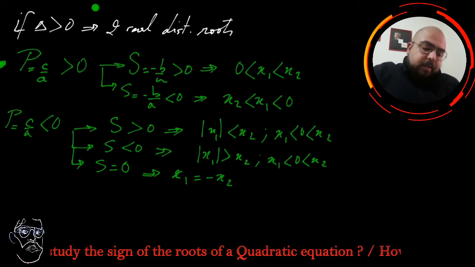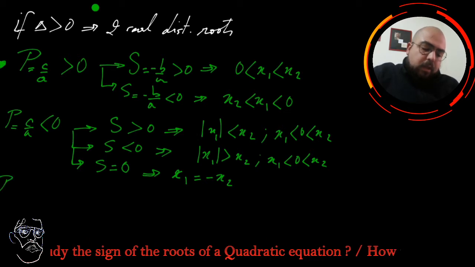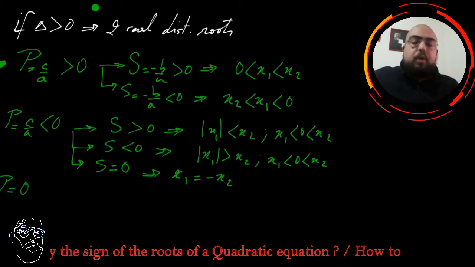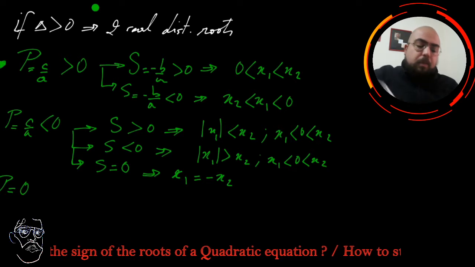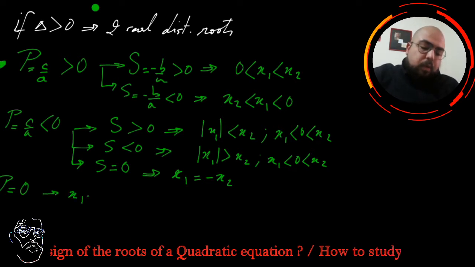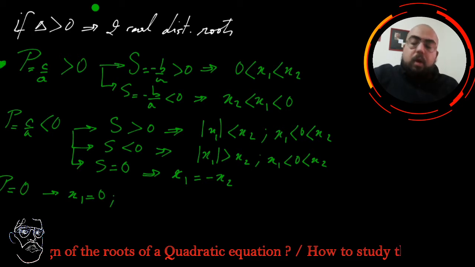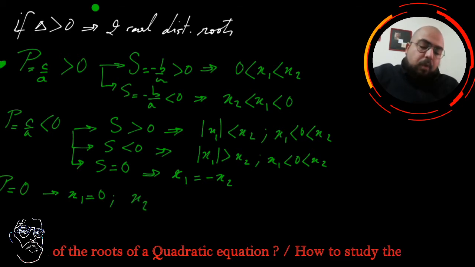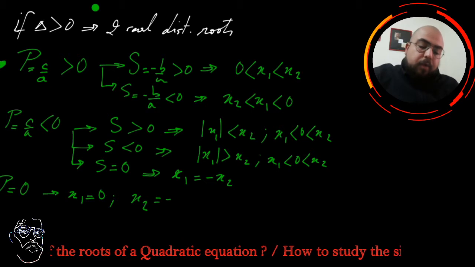And the last case, if P is equal to 0. So the product could be positive, negative, and 0. If the product is 0, it means that one of the roots, let's say x1, is 0, and the other one, which is x2, will be simply equal to minus b over a.